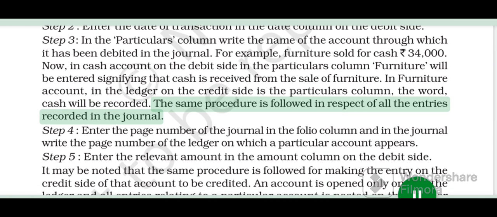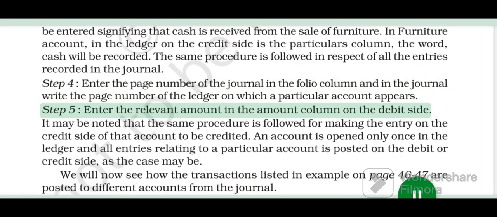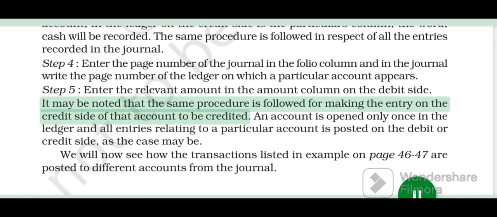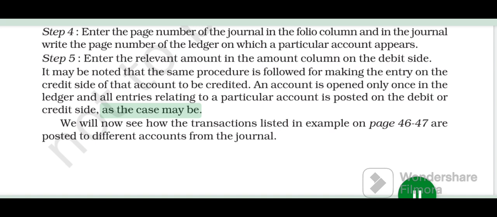The same procedure is followed in respect of all the entries recorded in the journal. Step 4. Enter the page number of the journal in the folio column, and in the journal write the page number of the ledger on which a particular account appears. Step 5. Enter the relevant amount in the amount column on the debit side. It may be noted that the same procedure is followed for making the entry on the credit side of that account to be credited. An account is opened only once in the ledger, and all entries relating to a particular account are posted on the debit or credit side, as the case may be.